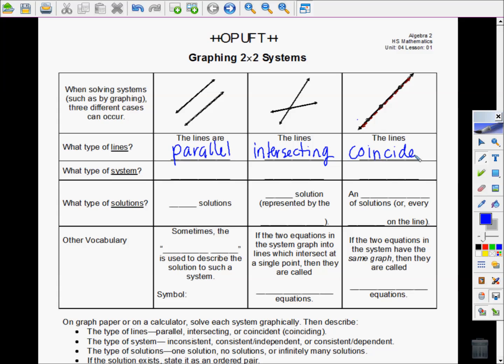What type of system? Systems are classified as two things: inconsistent and consistent. Parallel lines are classified as inconsistent. Inconsistent. How do you spell that? Okay, I'm about to tell you.